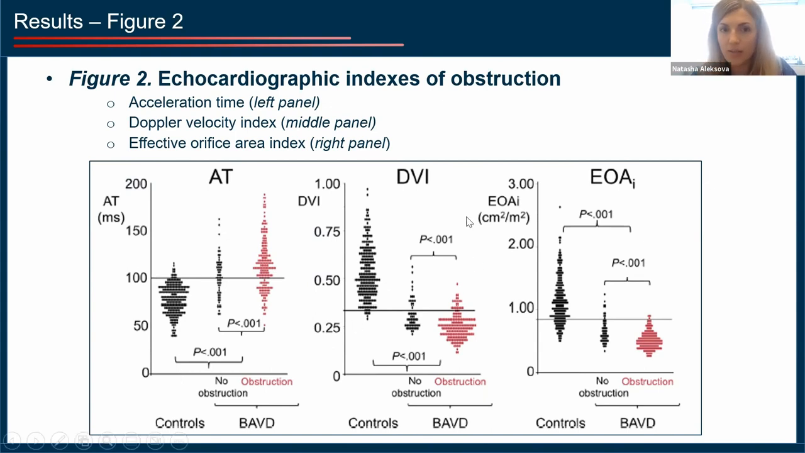Similarly, for the Doppler velocity index and the indexed effective orifice area, the group that had obstruction had much lower values, and that was statistically lower compared to the group without obstruction and the controls. I think it's important, and the authors do highlight this in the paper as well, that there's a significant proportion of patients who have BAVD, or bioprosthetic aortic valve dysfunction, who have acceleration times above 100 milliseconds, as well as DVIs below 0.3, who don't actually have obstruction but obviously fall into that range.